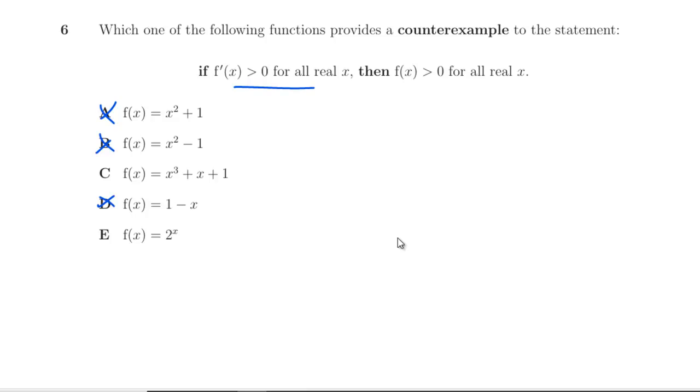E is just going to be an example of when that is true. So it's going to have to be C, isn't it? It's going to have to be C, because we've got 3x squared plus 1. So that satisfies the first part, but we can make this negative. So yeah, definitely C.